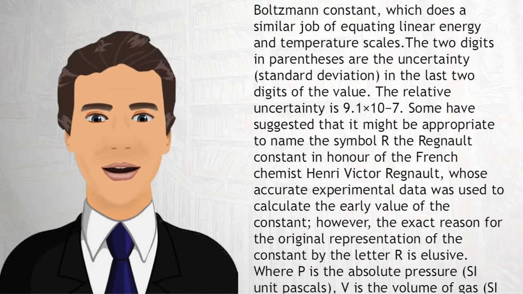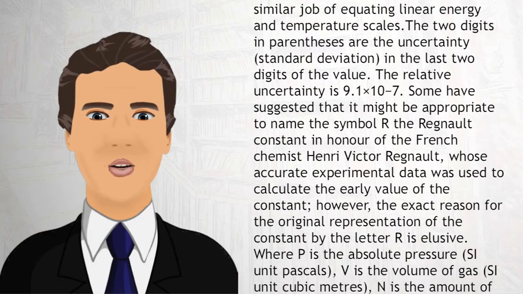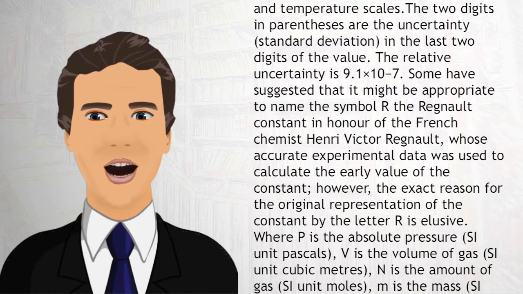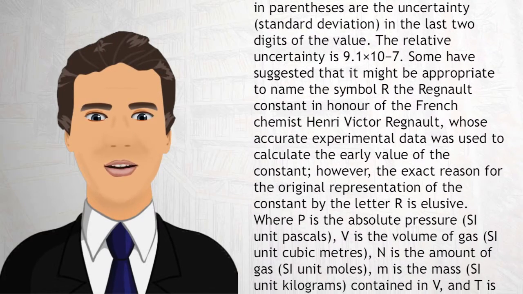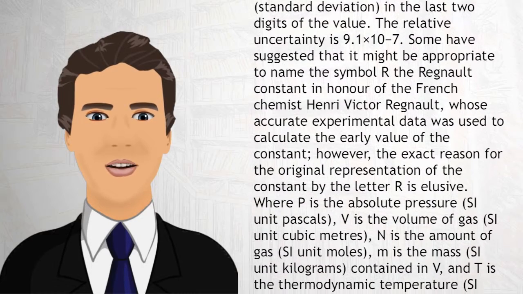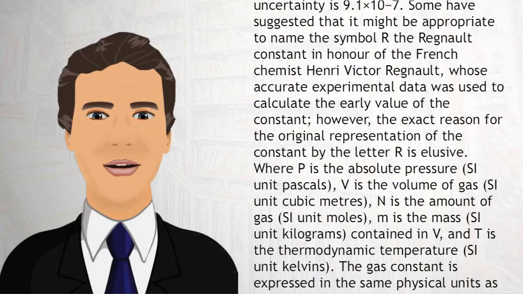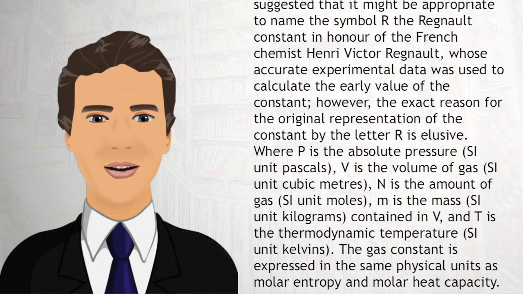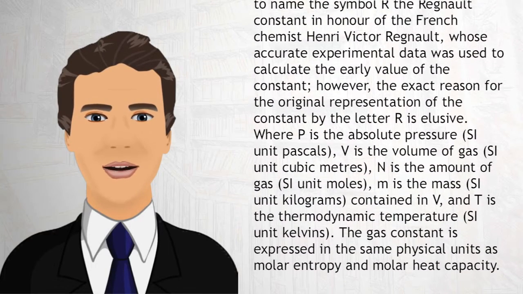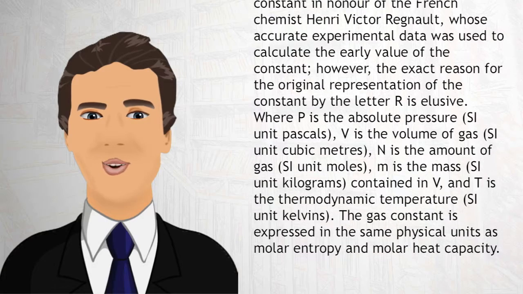Some have suggested that it might be appropriate to name this symbol R the Regnault constant in honor of the French chemist Henri Victor Regnault, whose accurate experimental data was used to calculate the early value of the constant. However, the exact reason for the original representation of the constant by the letter R is elusive.